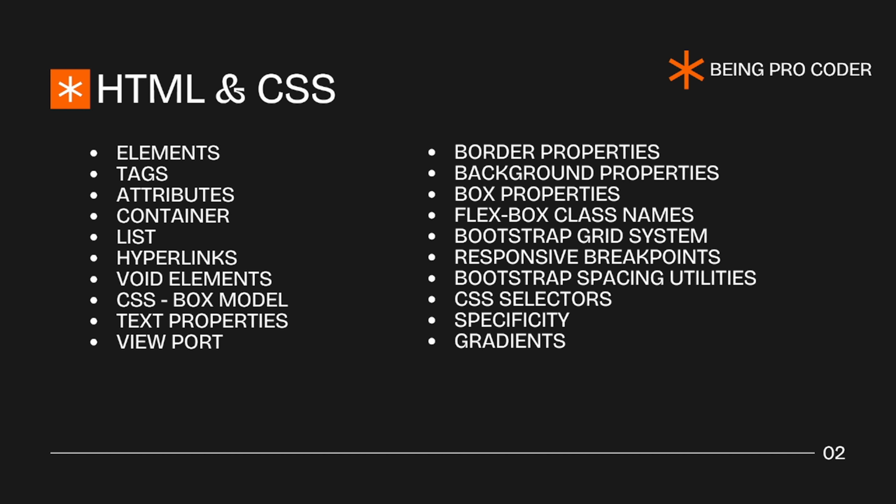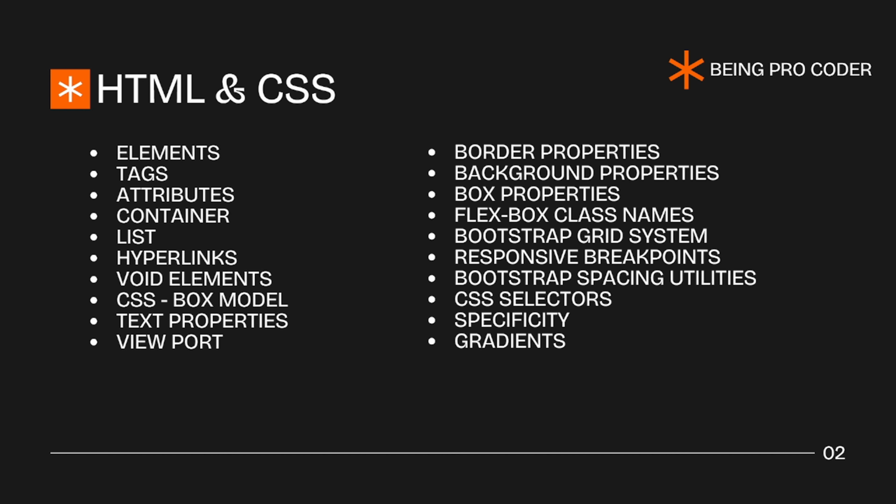And background properties, we have background color, background image, and background repeat, and so on. We can learn about these things. Next, box properties, we have width, maximum width, and minimum height of the box properties, and so on. Coming to flexbox class names, we have display flex, like justify content between, flex column, and align items to the center. These types of things we can learn inside the flexbox class names.